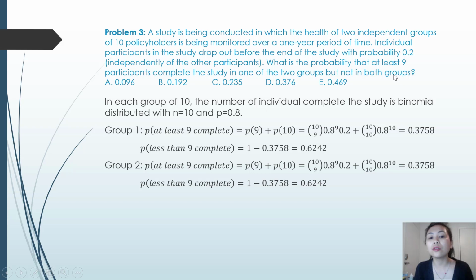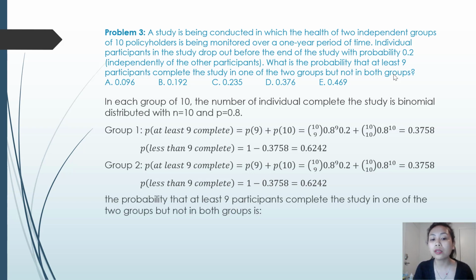So that means either in group 1 at least 9 complete and in group 2 less than 9 complete, or in group 1 less than 9 complete and in group 2 at least 9 complete. So we have 2 cases, and we combine the 2 cases. We want the probability that at least 9 participants complete the study in one of the 2 groups but not in both.